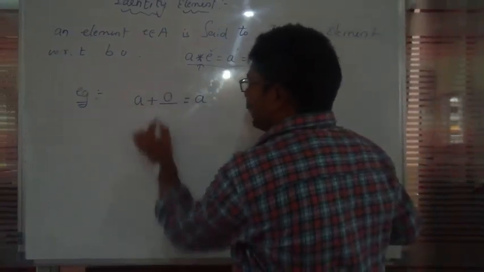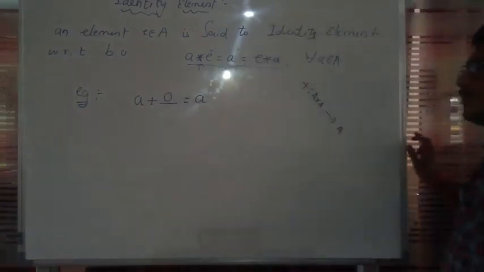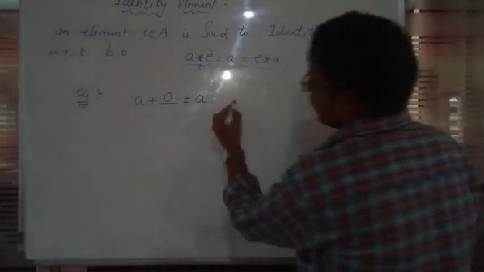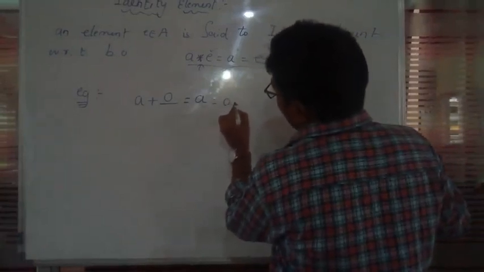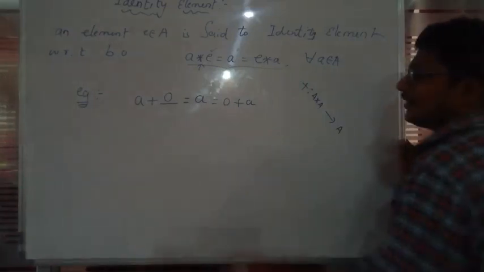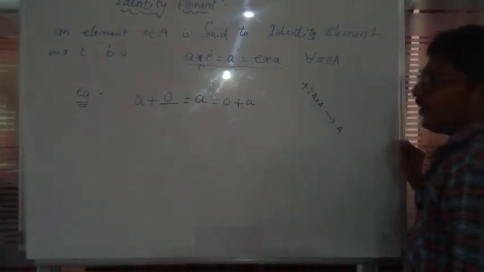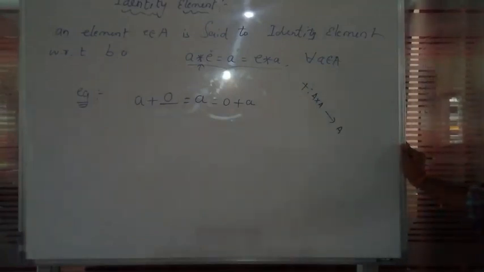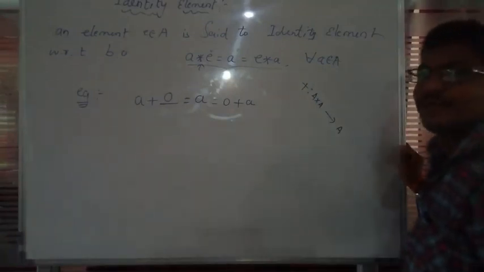Already we know that 0 is the only specific number which, when added to a, gives back a. So this is a plus 0, and 0 plus a is similar. Similarly, 0 plus a is equal to a. That's why the identity element satisfies the commutative property for addition and multiplication only.